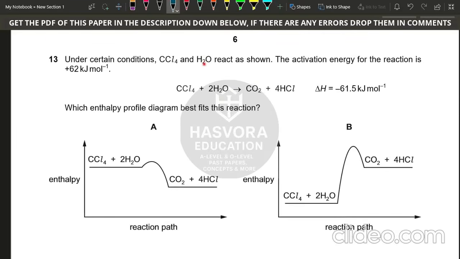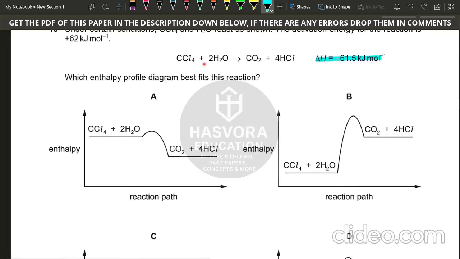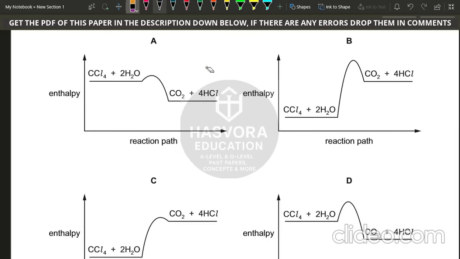Now question number 13 says under certain conditions CCl4 and H2O react as shown. The activation energy for the reaction is plus 62 kilojoule per mole. Now they have also given you the reaction, and you can see that delta H is negative. This means the products have less energy than the reactants, so it will be moving down. For example, if this is your product, it will be moving down, and this is your minus 61.5 kilojoule per mole, which is the energy difference. But we also have the activation energy, and for that we need to see the hump.